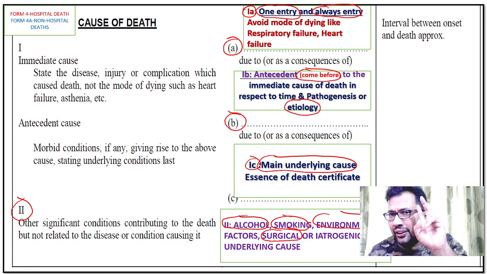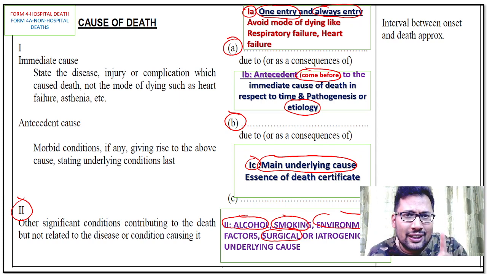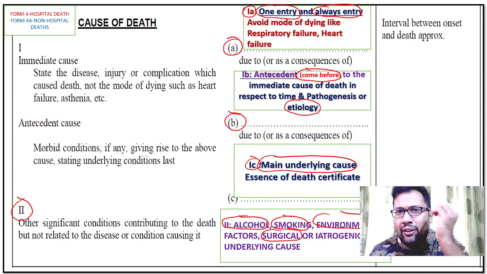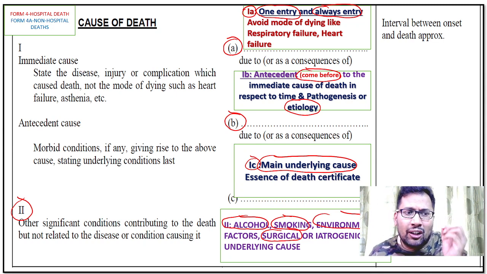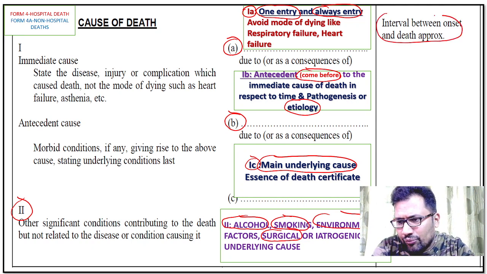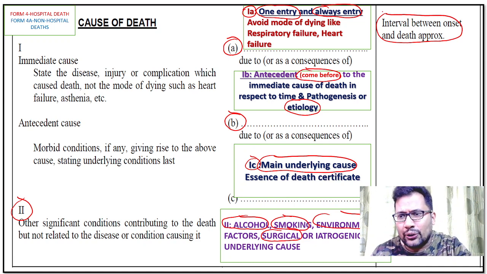So once again I'll repeat, there are two parts, Part 1 and Part 2. Part 1 is again classified into 1A, 1B and 1C. 1A immediate cause of death, 1B antecedent cause that comes before the immediate cause, 1C main underlying cause, also known as the essence of the death certificate. Part 2 other significant conditions, for example diabetes mellitus, hypertension, alcohol, smoking and all. Form number 4 for hospital death, Form 4A for non-hospital death. Approximate interval should also be mentioned.